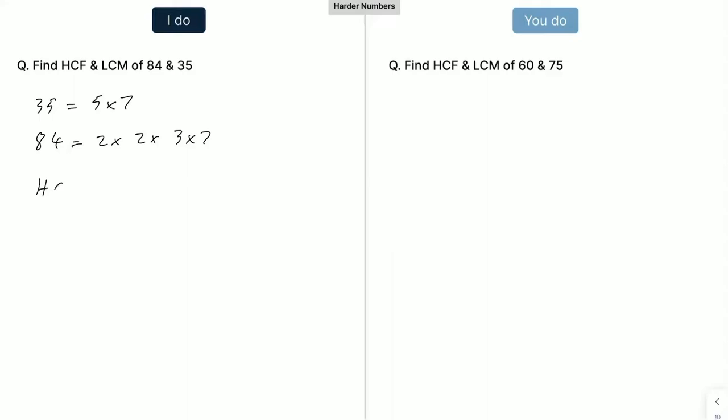Now the HCF here is going to be the common pairs multiplied together. So the common pairs here are 7. So this is just going to be 7. And the LCM is going to be the HCF, which is 7, times all the remaining numbers. I should probably be a bit more consistent with the colors I'm using, so it's not confusing. So that's the HCF. And for the LCM, we're going to multiply everything else together. So that's all the green stuff. So if I just change over to the green pen, times 5 times 2 times 2 times 3. That gives us 420. So press pause and have a go at the example on the right. When you're ready, press play for the answers.